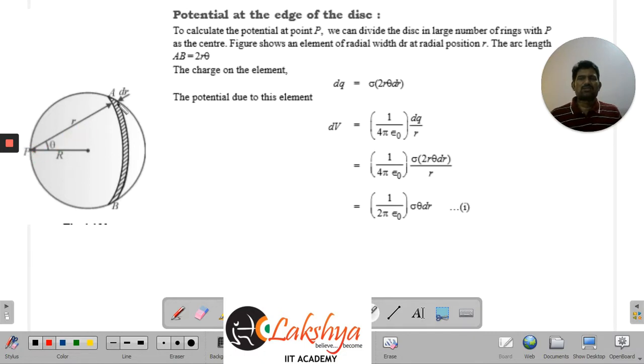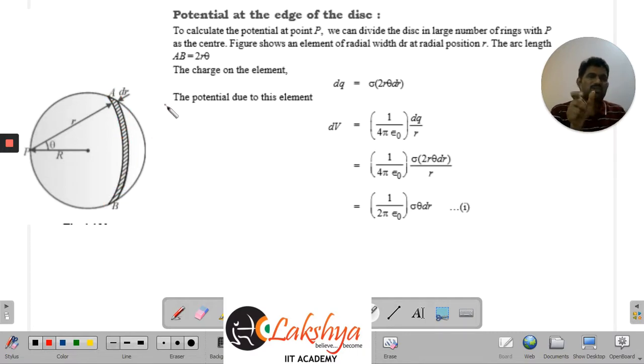So for this we are taking the small element here, AB. AB is our small element, which is at a distance of r from this. This is a circular arc element we are taking here. This AB is a circular arc of radius r centered about this point P, and dr is the width of this element. Now I am writing the charge on this element. Charge on this element is sigma into dA, so dA is nothing but the area of this element.